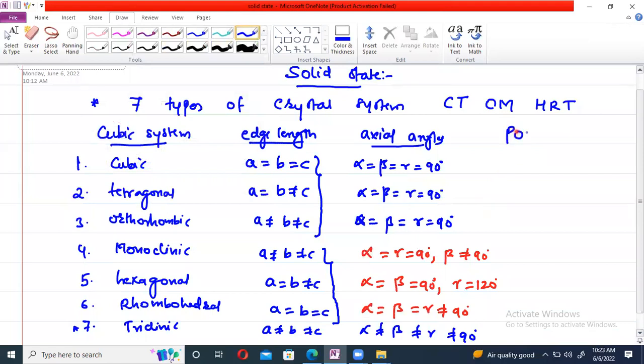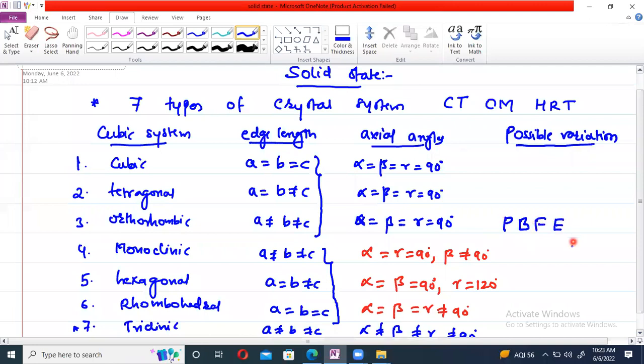Then we have to write the possible variations for each. Possible variations means, for the first 3, cubic, tetragonal, and orthorhombic, it may be a primitive unit cell, body-centered unit cell, face-centered unit cell, or end-centered unit cell. For cubic we have primitive, body-centered, face-centered. Then for tetragonal, primitive, body-centered. For orthorhombic, primitive, body-centered, face-centered, and end-centered. Fourth one, primitive, end-centered. Then the last three: primitive, primitive, primitive.